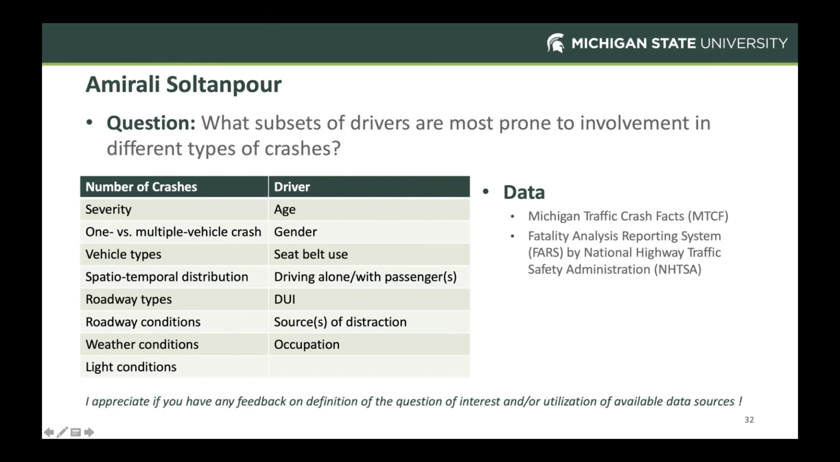The data sources I think about utilizing are the Michigan Traffic Crash Facts and also the FARS by NHTSA, if I pronounce it correctly. But I would also appreciate it if anyone has any feedback on the definition of the question of interest or utilization of any available data source that could be helpful. Thank you. Okay, thanks, Amirali.